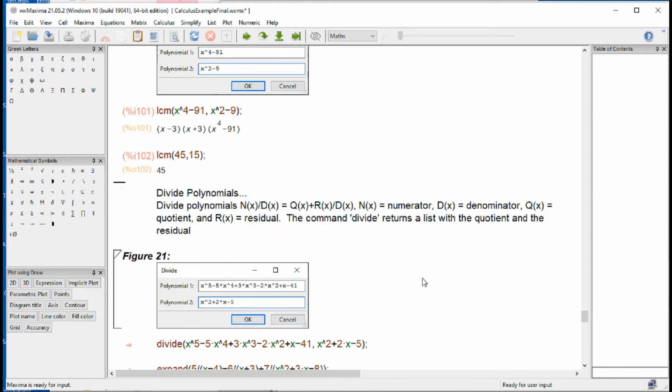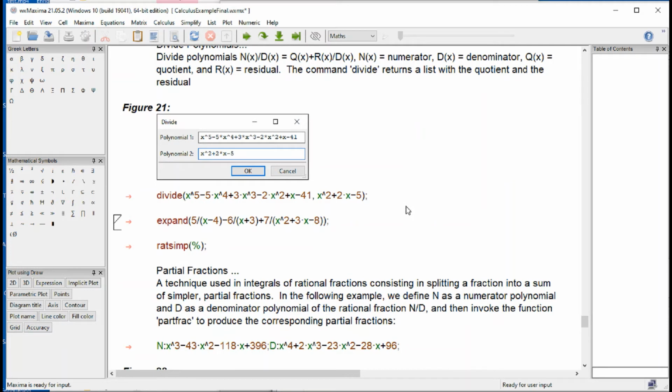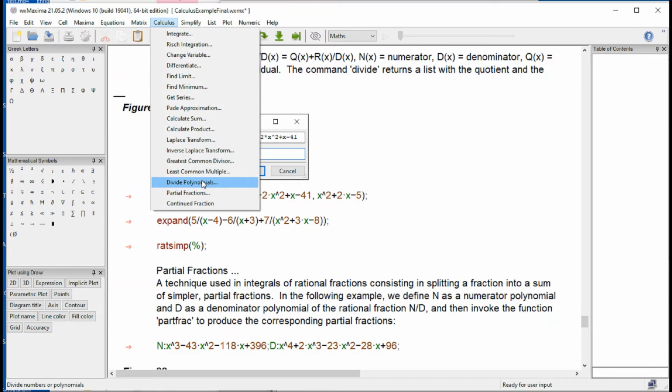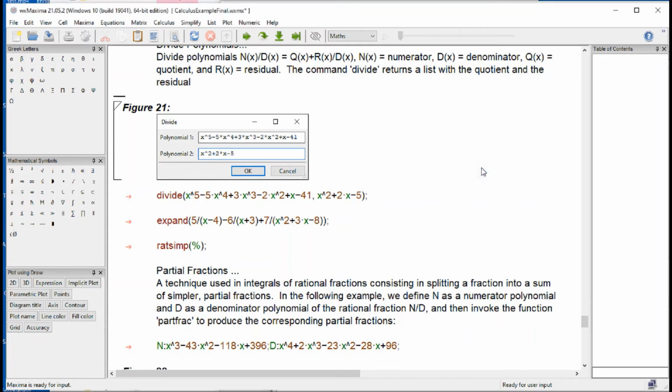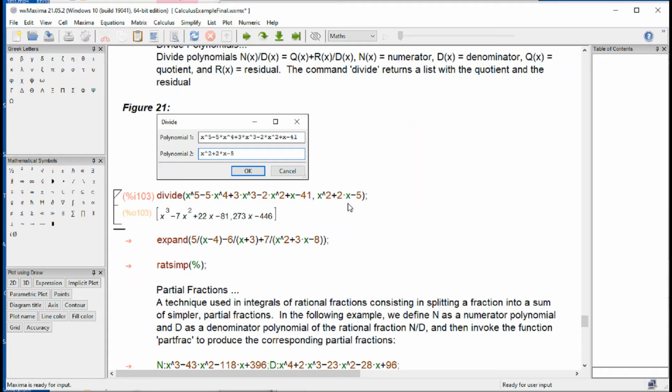The least common multiple of, let's say, 45 and 15 is 45. Divide polynomials. This is the famous polynomial division. And basically when you activate this, you go calculus, divide polynomials, type in the polynomial in the numerator and type in the polynomial in the denominator, and say OK. For example, I'm dividing here this fifth order polynomial by this second order polynomial. You get two terms. The first one is the quotient, and separated by the comma you get the remainder. Okay. We can check here. No, actually that's it. That's all the division.